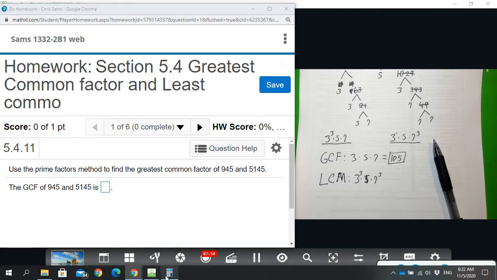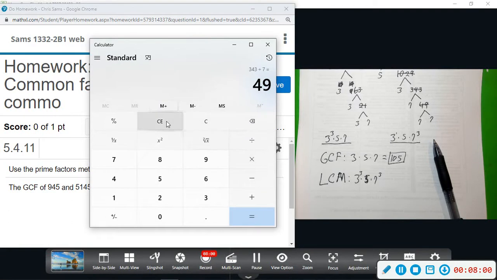So I'm going to multiply all of that out. We're going to do 3 3's, a 5, and 3 7's. So 3, 3, 3, and then 5, and then 7, 7, 7. Okay. Let me see what I did here because that doesn't look right. 3 times 3 times 3 times 5 times 7 times 7 times 7.